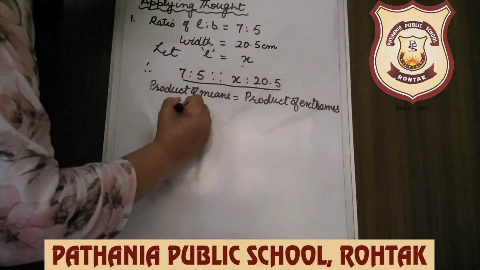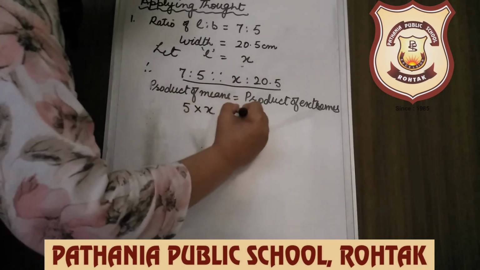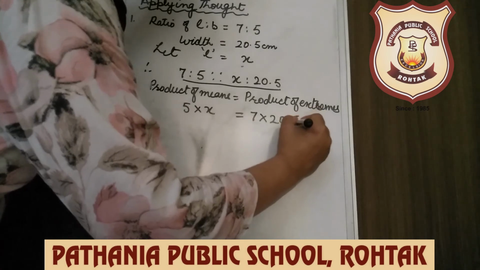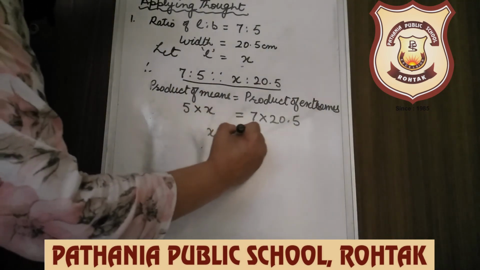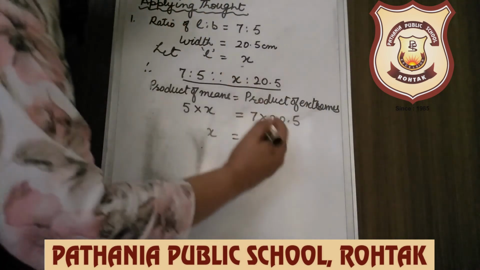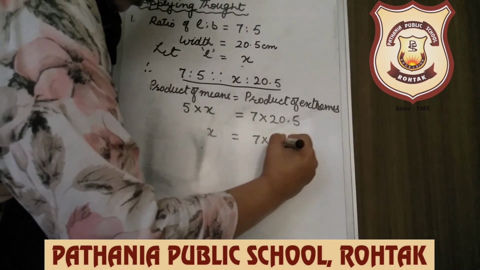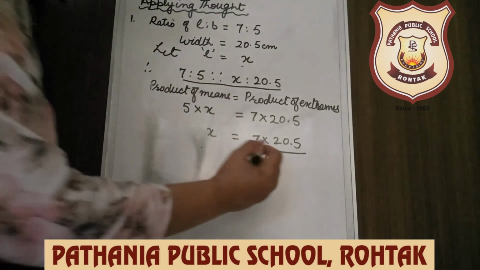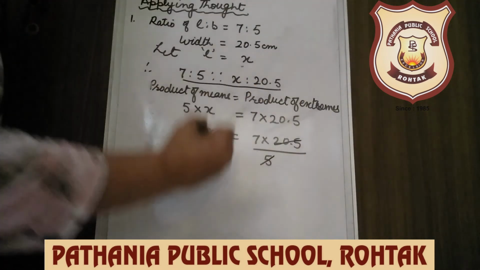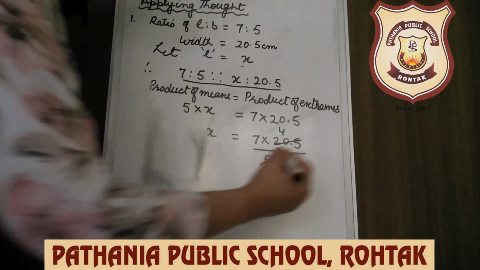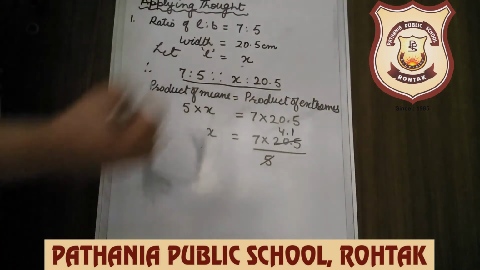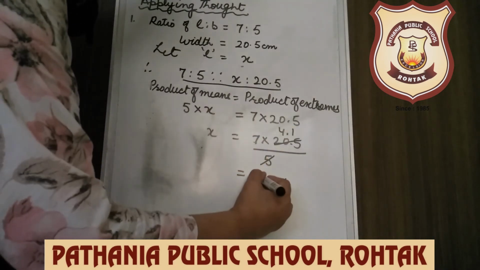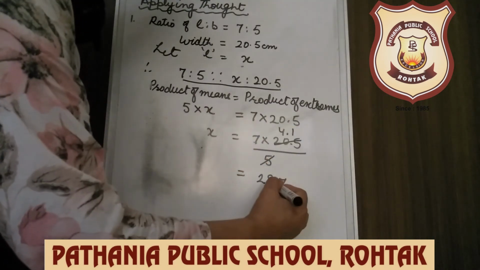Now, product of means are 5 and x, so 5 into x, 7 multiplied by 20.5 extremes. Keep x here, don't multiply them. Keep your calculations easier. 20.5 and 5 here. Now do the cuttings. 5 fours are 20, decimal as it is, and 5 ones are 5. 7 ones 7, 7 fours are 28, and put the decimal.